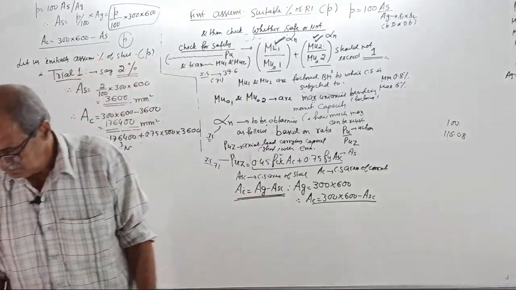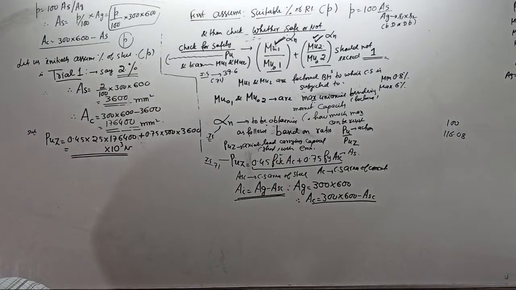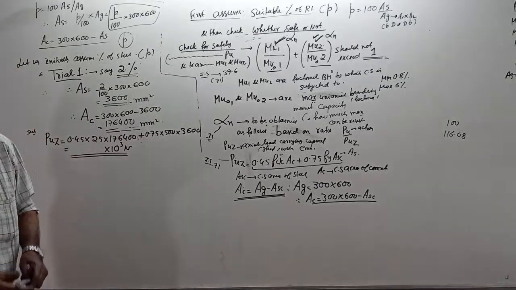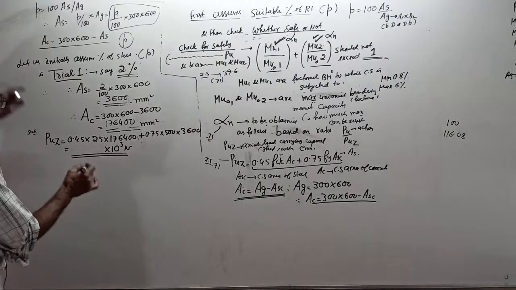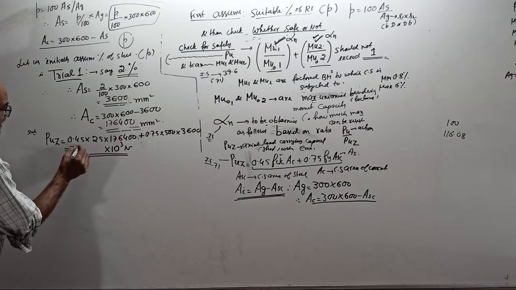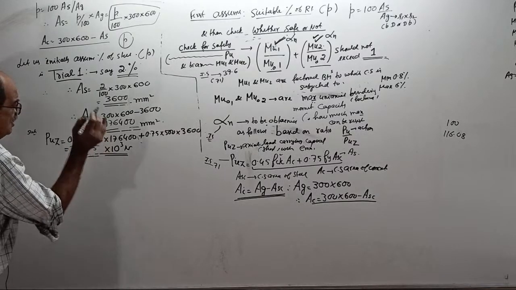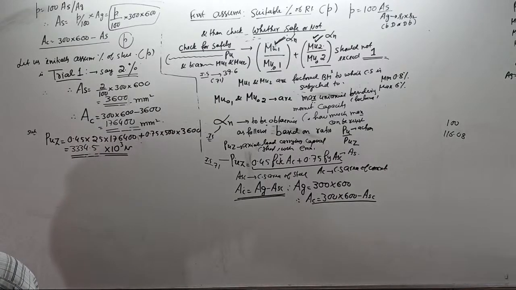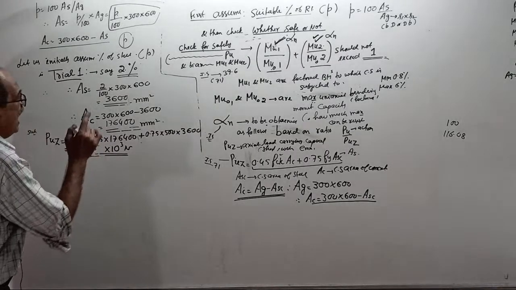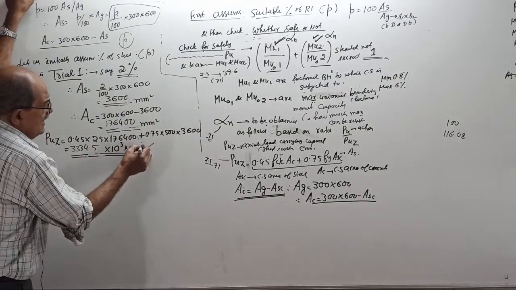Answer. PUZ is 176400... 17640... 3334.5. Good. 3334.5 times 10 to the power 3 Newton. Correct answer? Okay, PUZ. Now our purpose is to find alpha n.